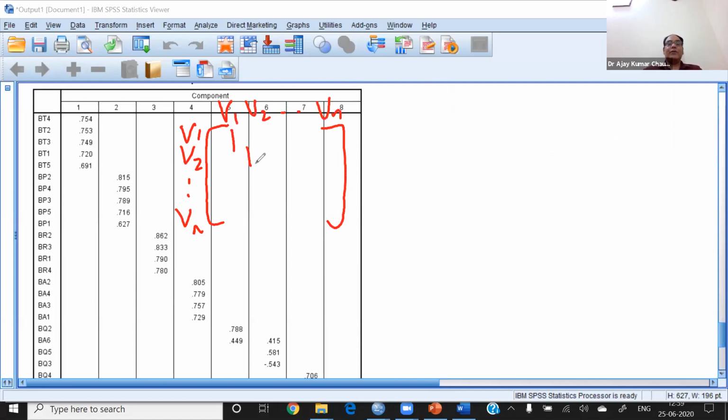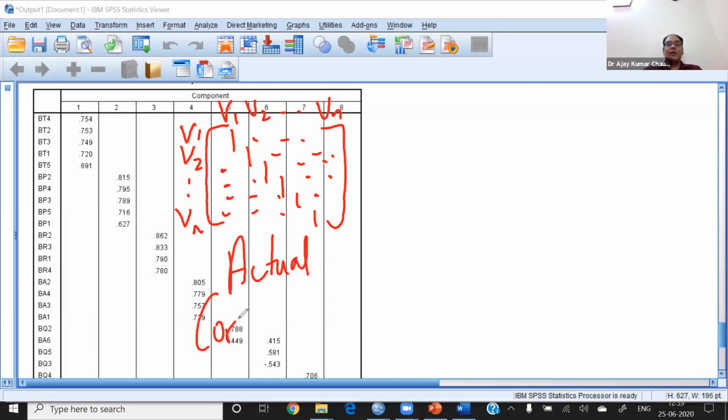The diagonal is always 1, and all these values are the correlations. So these are the correlations, and this is the actual correlation matrix. After that, we calculated the factors, right?